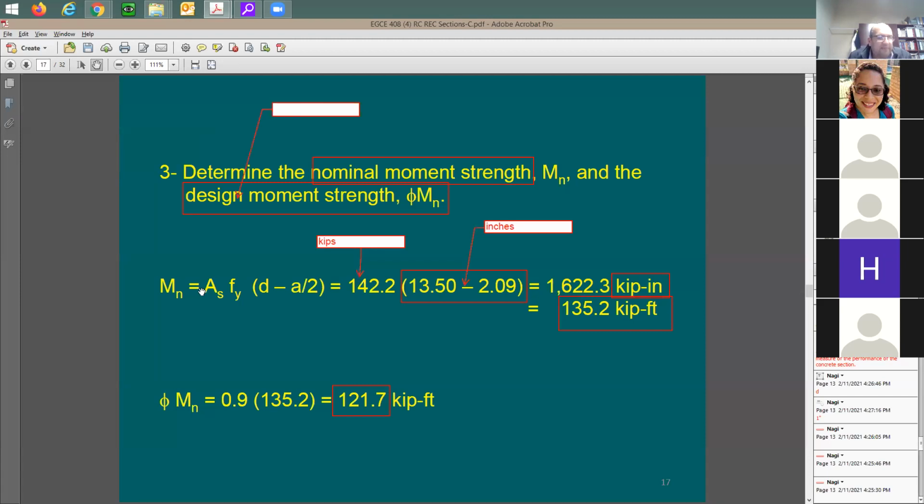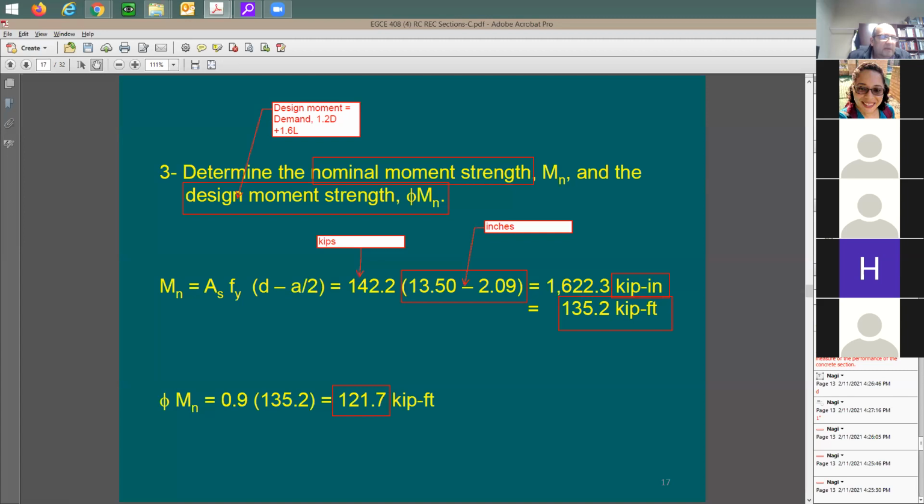I have a question here. The design is also capacity. If I just say design moment, let me put this in perspective. Design moment means demand. What does it mean by demand? Like 1.2 dead plus 1.6 live. We call this the demand. If I say design moment strength, it's going to be this one here, phi M sub n. If I say moment strength, it's going to be this value here.